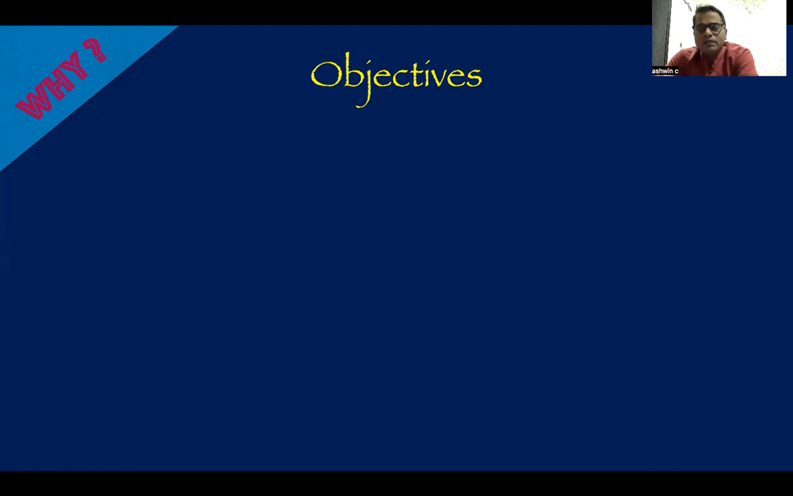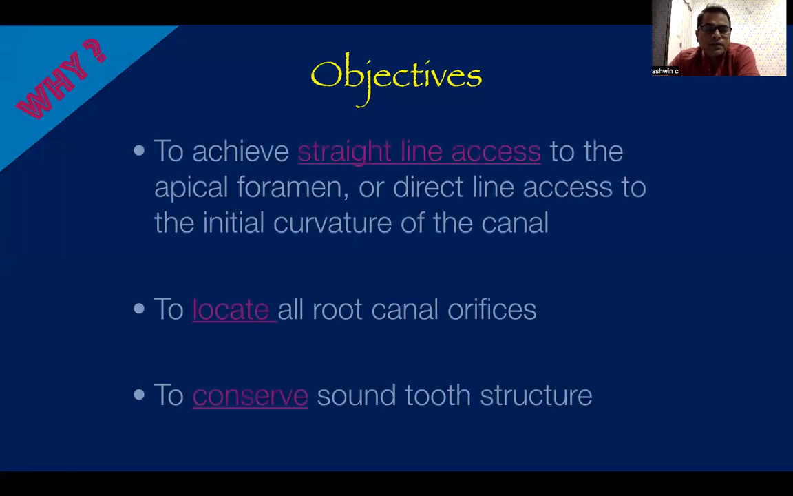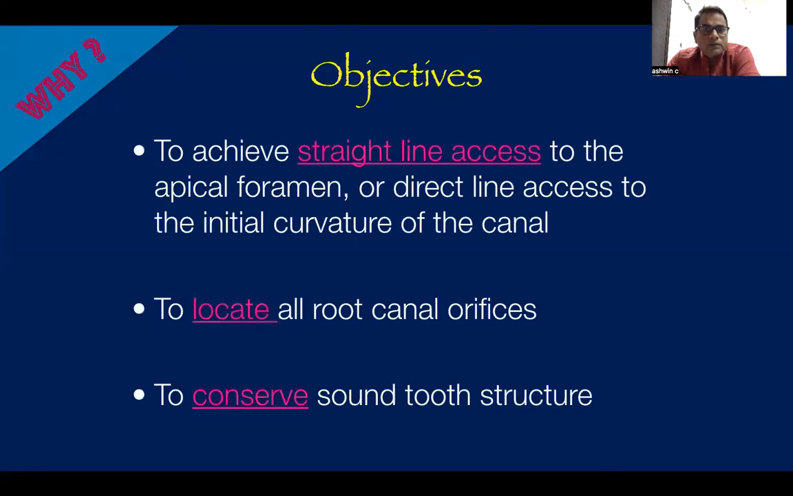Why should I use this? Why should I use that? You should always have the answer of why I am doing this. Those are called the objectives. So what is the objective of access preparation? The first objective is to achieve straight line access to the apical foramen.